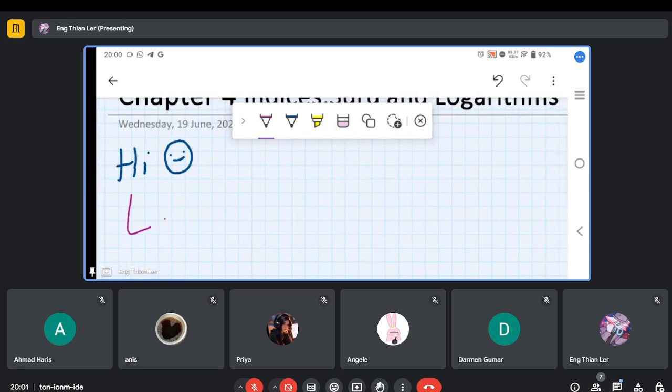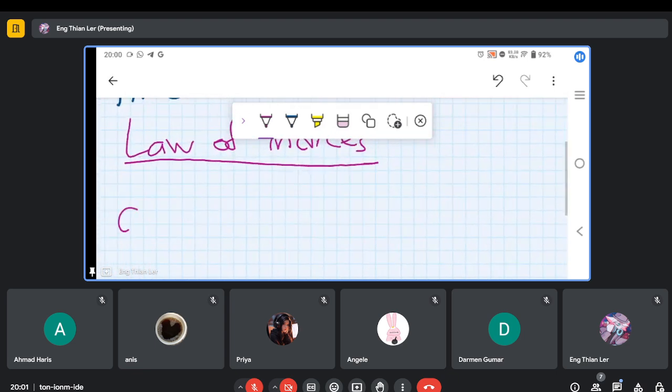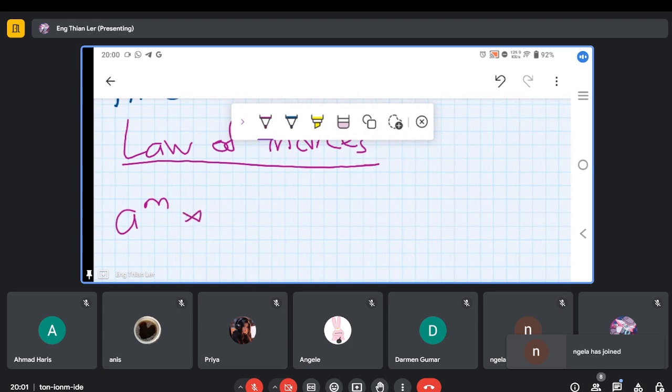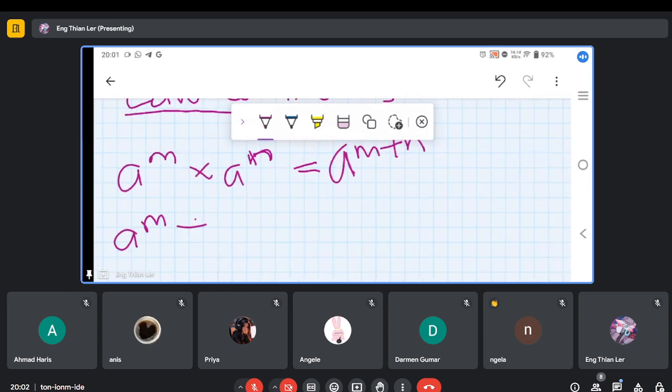So I'm going to write the law of indices. So what's the law of indices? At first we have a to the power of m multiplied by a to the power of n, and this is equal to a to the power of m plus n. So you add the exponents when you multiply, and also the same to divide: a to the power of m divided by a to the power of n equals a to the power of m minus n.